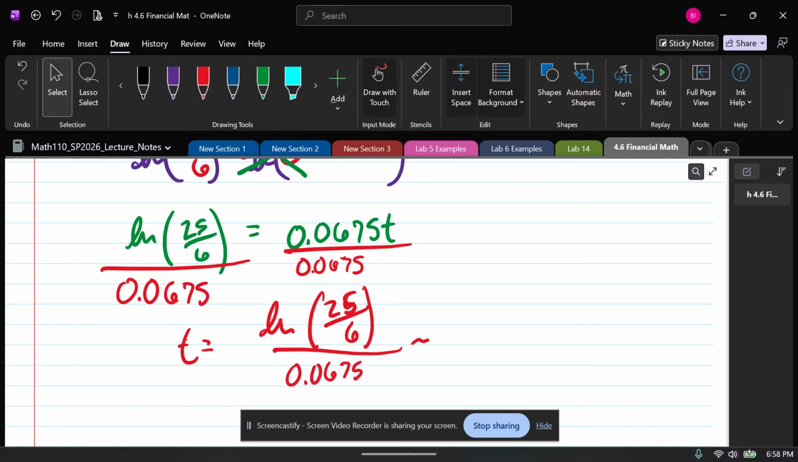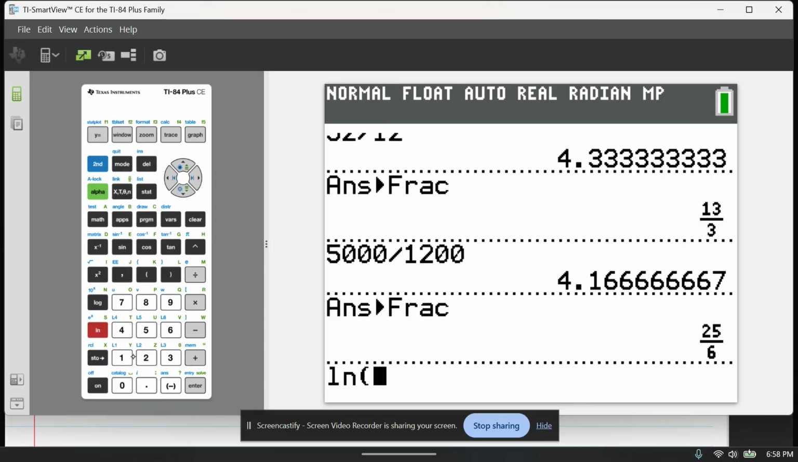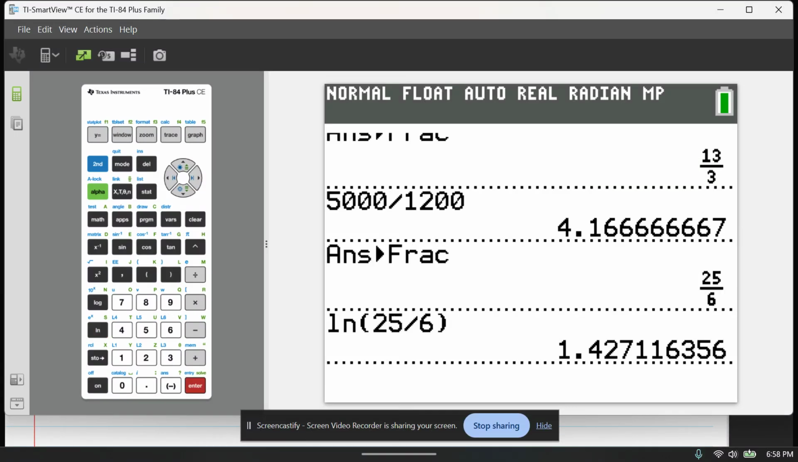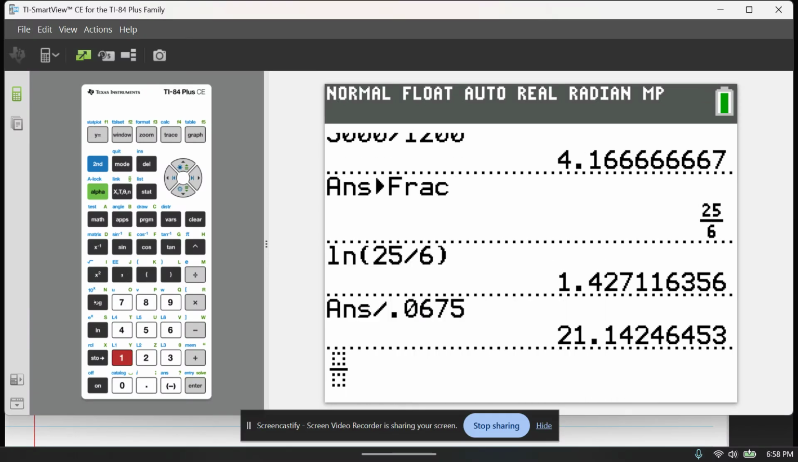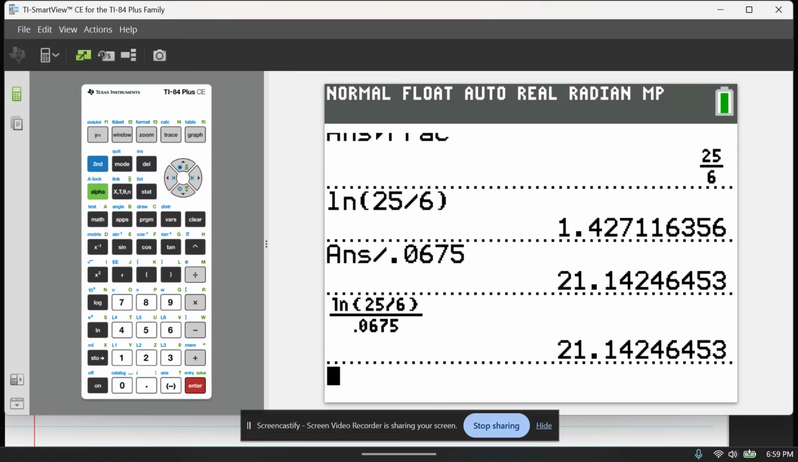I'm going to get that as a decimal now. I want to round this at the end, because I'm getting my final answer here. Going 4 decimal places like we've been doing. So natural log 25 divided by 6, we'll get that answer and then divide it by 0.0675. If you wanted to do the fraction button, that's probably a little safer. Natural log of 25 divided by 6. Close the parentheses. Go down to the bottom. Put your 0.0675. 21.1425.